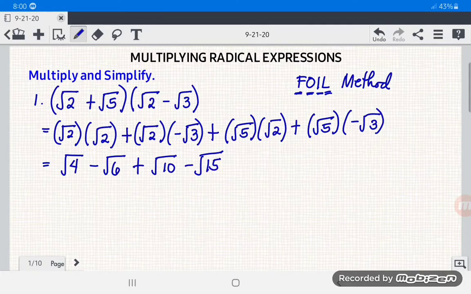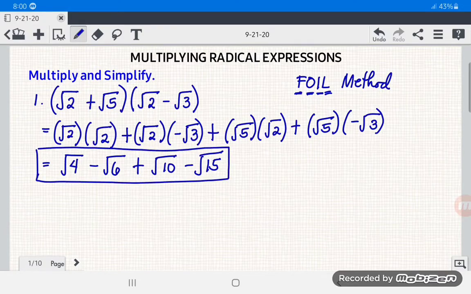You cannot combine these terms because they are dissimilar radicals. So this is the answer for the number 1 example. Okay, next, number 2.